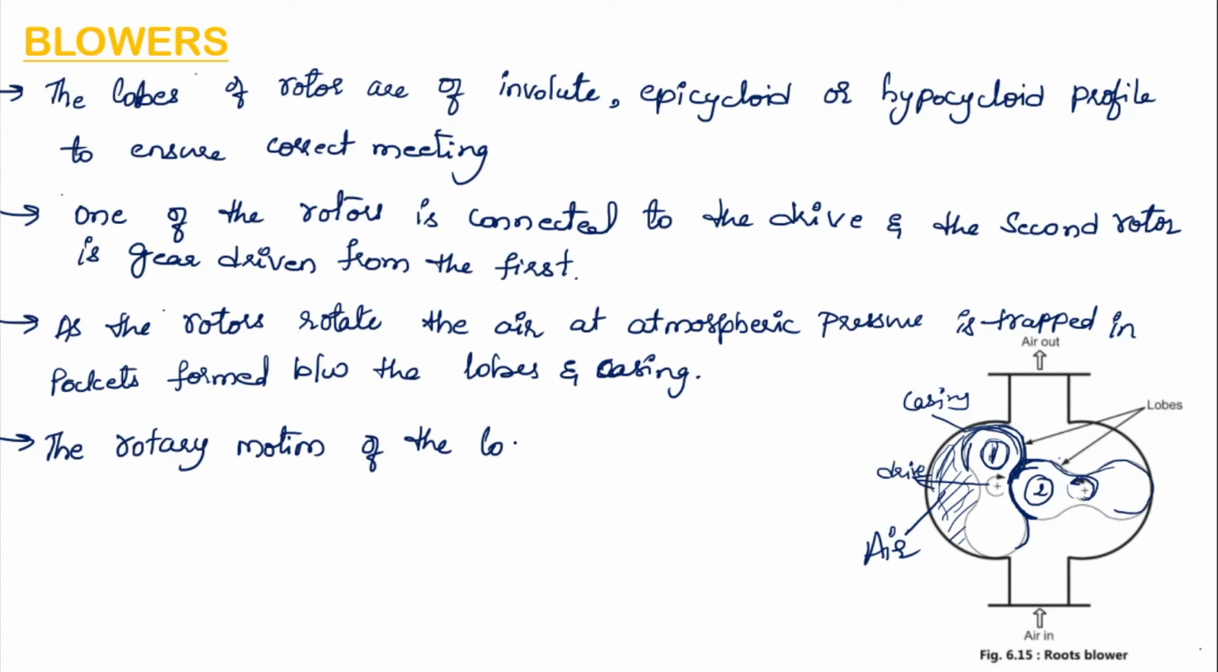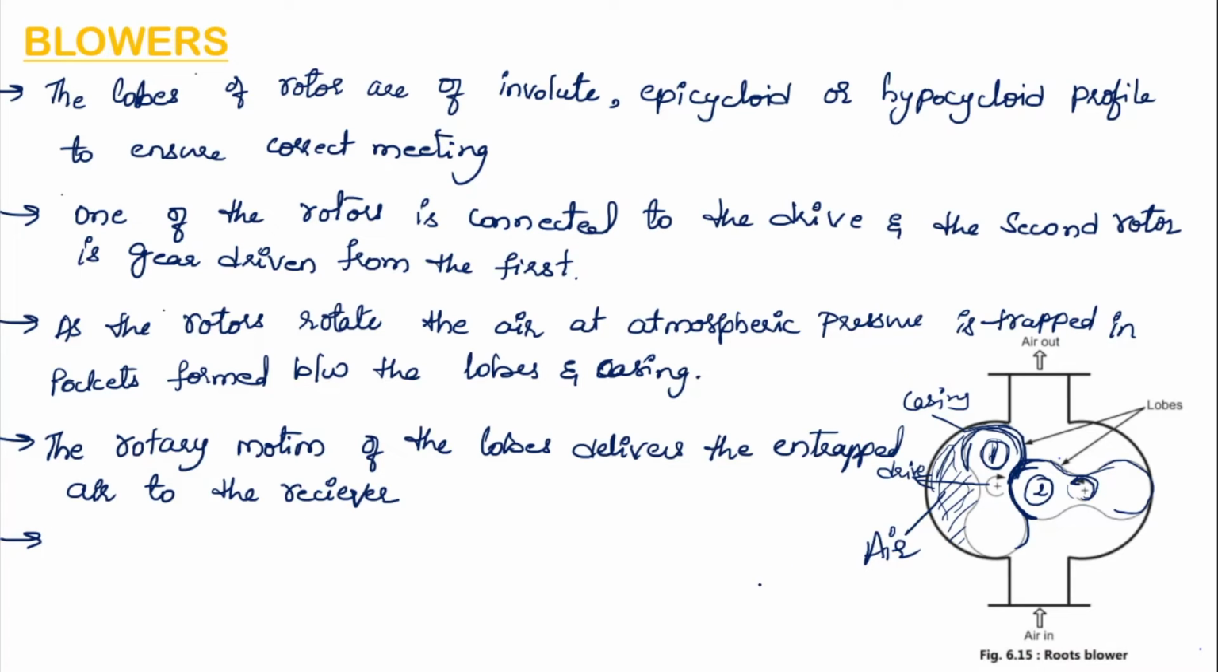Rotary motion of the lobes delivers the entrapped air to the receiver. So here you can see the air is entering from this end and it is getting entrapped in between the casing and the lobes. Because of the rotary motion of these lobes, the air will be sent out to the receiver.